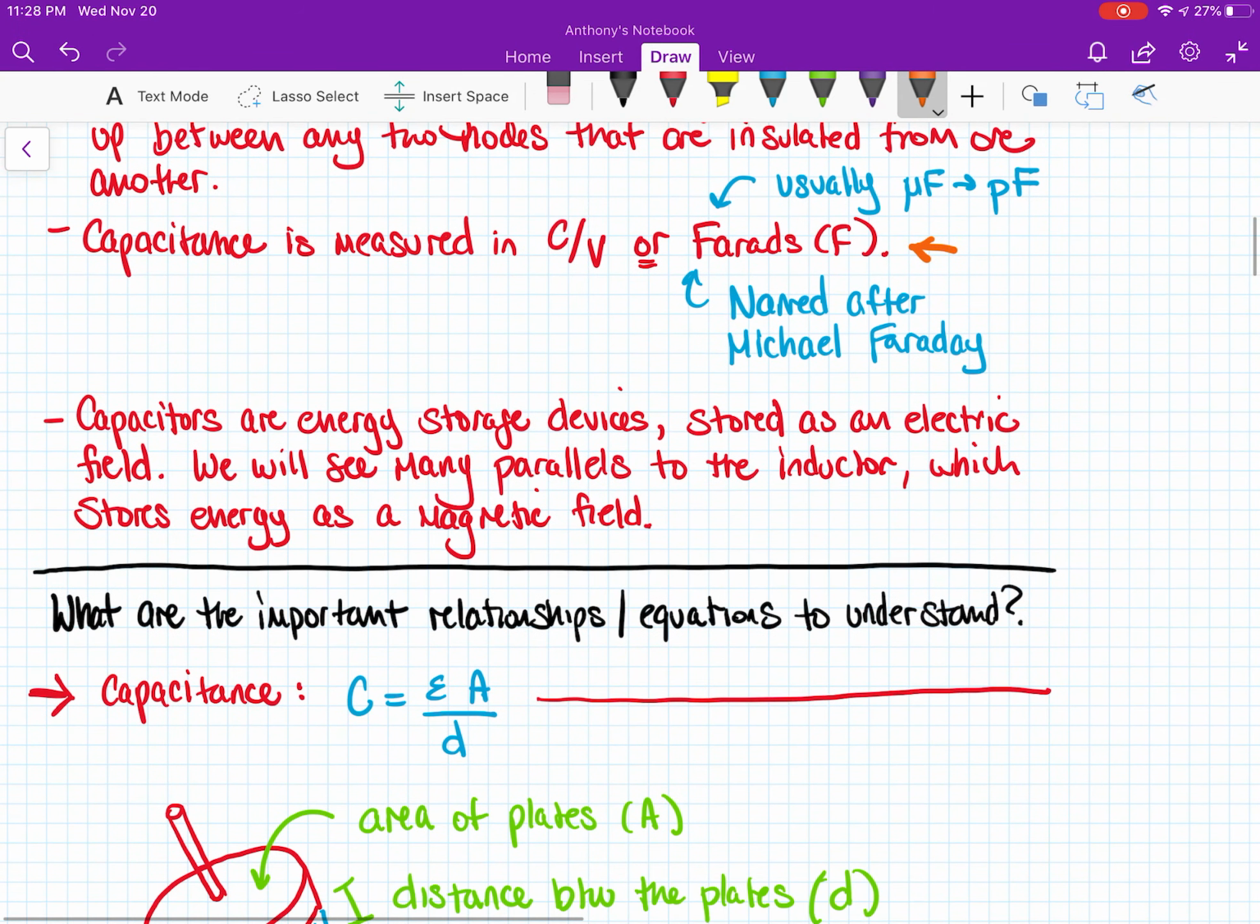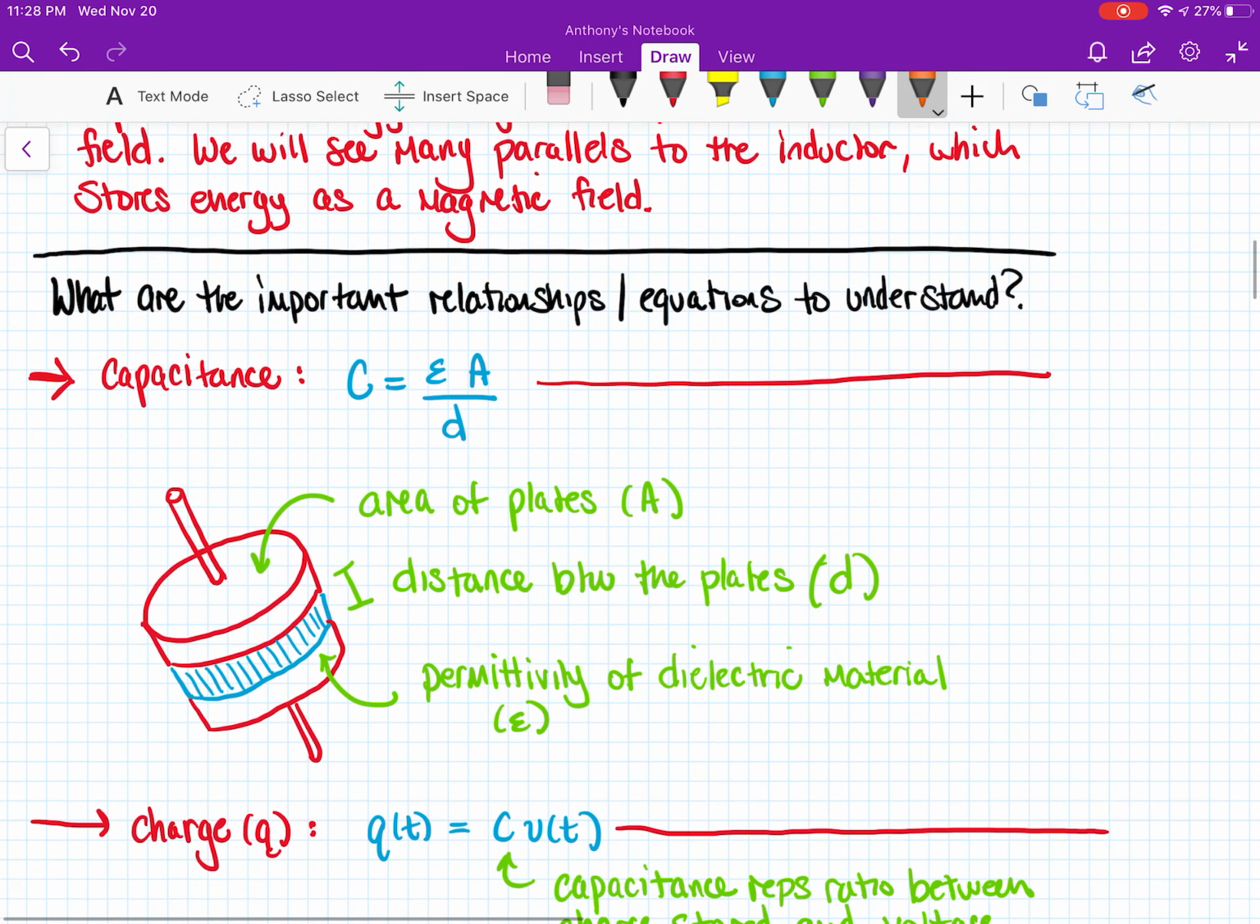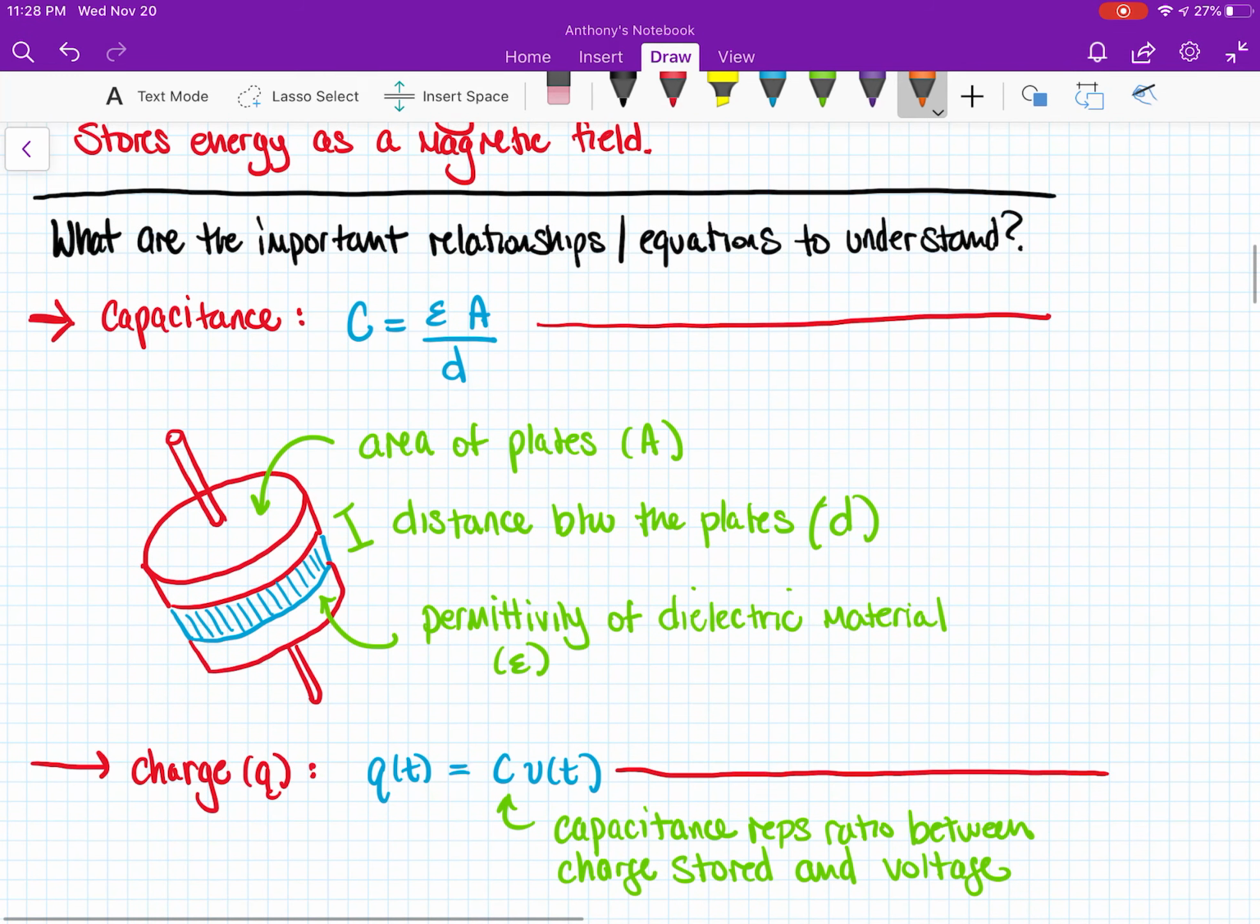So what are the important relationships and equations to understand in order to work with capacitors? The first one is the definition of capacitance itself, which is defined as the dielectric or the permittivity of the dielectric insulating material times the area of the plates divided by the distance between the plates. And you can see those values are shown in this figure here. Capacitors are not always cylindrical in this manner. I just drew it for the purposes of demonstration.